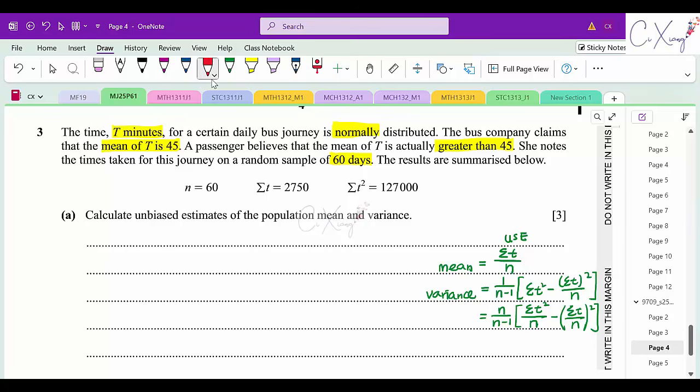Now let us calculate the unbiased estimated value for the population mean. So what is the mean formula? I will have 2750 divided by 60, the sample size, and I will get the value of 275 over 6. This is the mean.